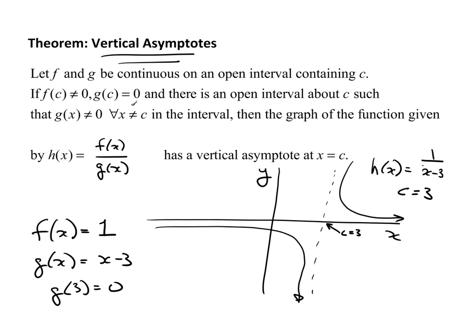is 0, and there's an open interval about c such that g of x is non-zero, and there's an interval about x equals 3. I can make that as small as I want, and it's non-zero and defined. So what that tells me about this definition is that that's what's going to give me my vertical asymptote. Okay, so that should pretty well cover the idea of the definition. What we need to do here, I think, in the next video is we'll take a look at some examples.